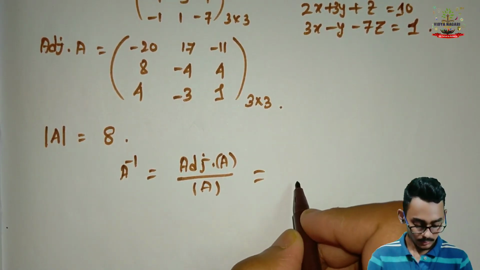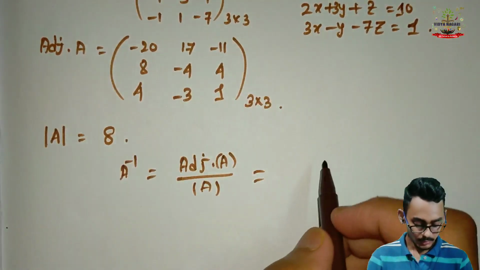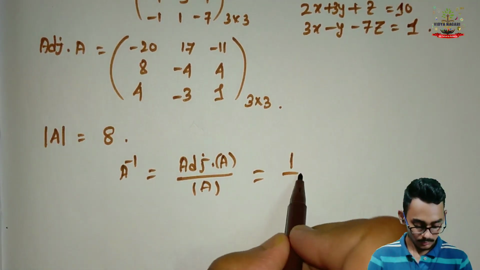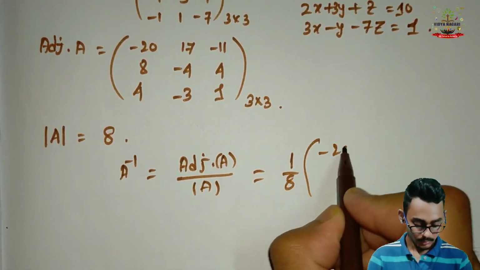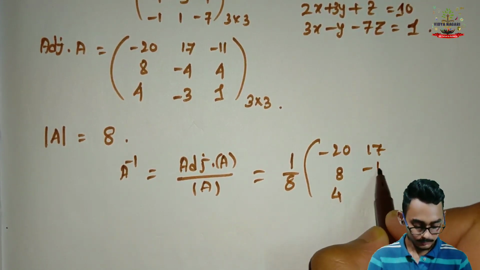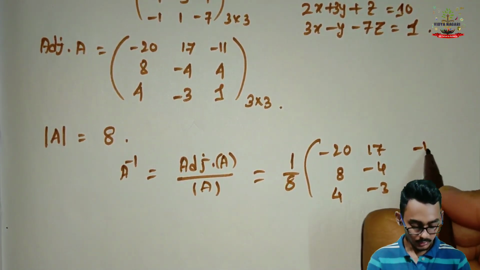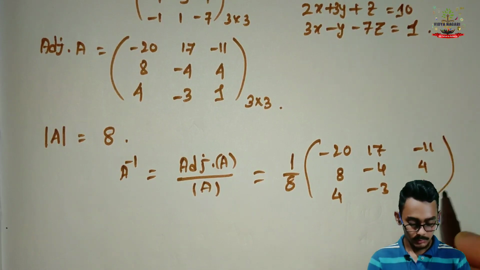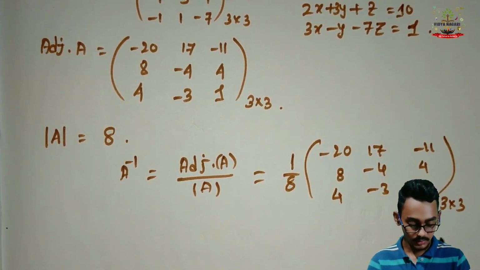So our adjoint is this matrix and our determinant is 8. So 1 by 8 of minus 20, 8, 4, 17, minus 4, minus 3, minus 11, 4, 1. This is our answer.